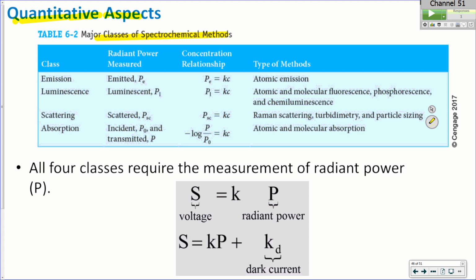If we're doing an emission event, what we're simply doing is studying the power of that emitted signal. The power of that signal is directly proportional to the concentration. That's with atomic emission. If we're doing a luminescence event, meaning we're striking it with light and looking at the light emitted off, we're looking at the power of the emitted signal. But still, that power is directly proportional to concentration. So if I've got a detector that can see power, it will be proportional to the concentration.